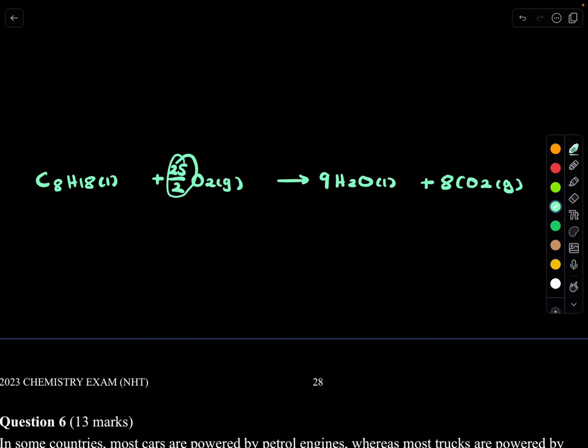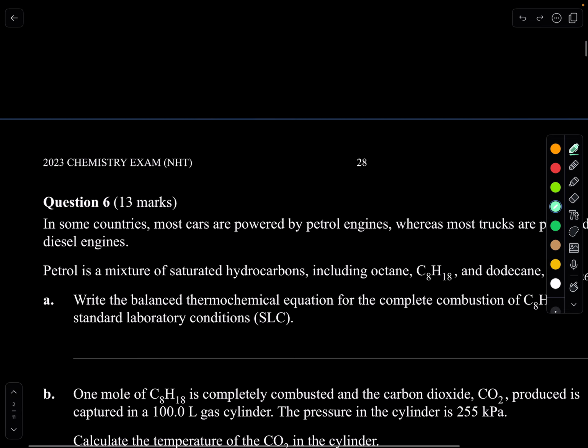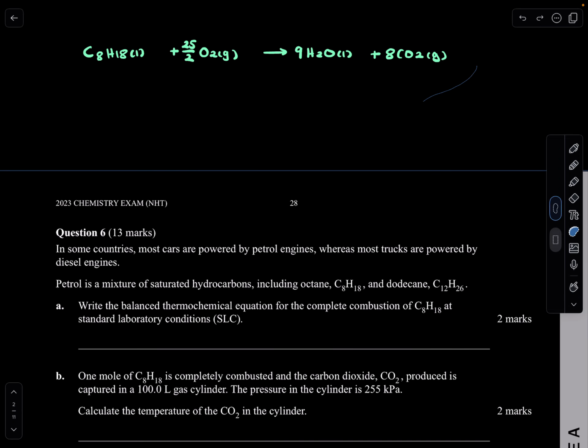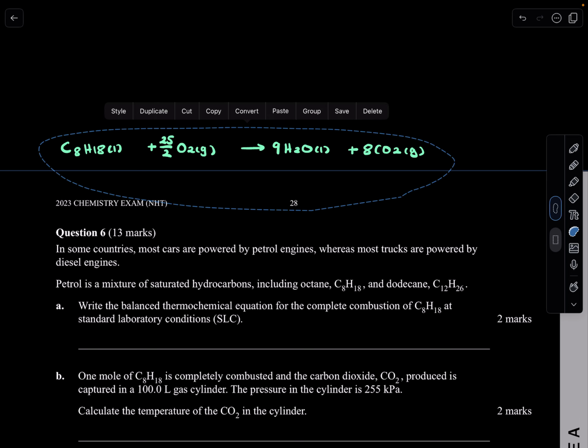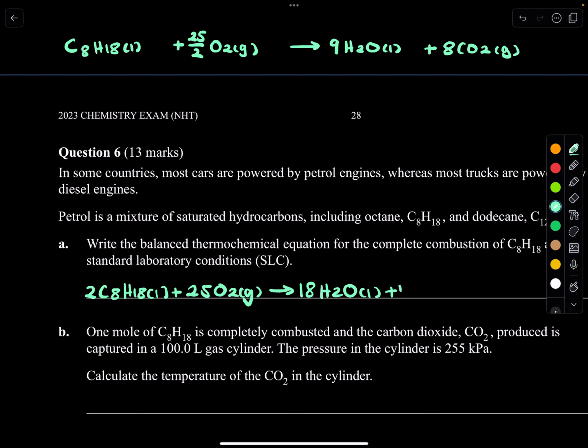Normally we don't like having fractions, so I'm going to get rid of that fraction by multiplying everything by 2. So it's going to be 2 C8H18 liquid plus 25 O2 gas gives us 18 H2O liquid and 16 CO2 gas. Beautiful. Everything is doubled, so 18, 16.